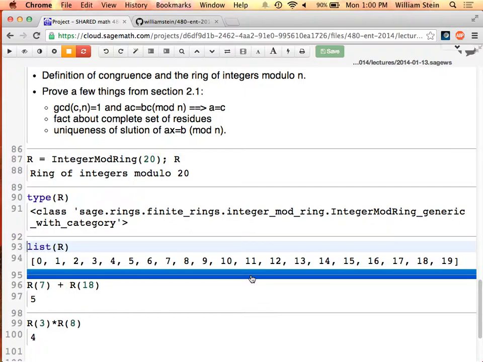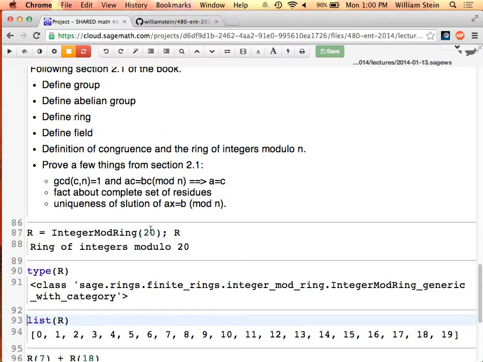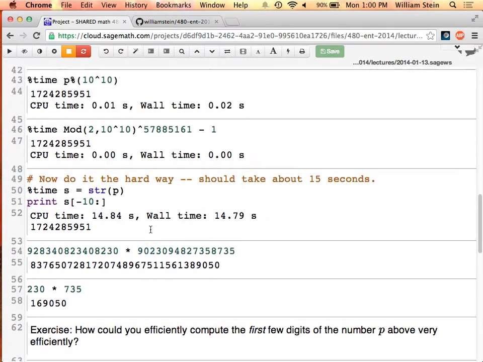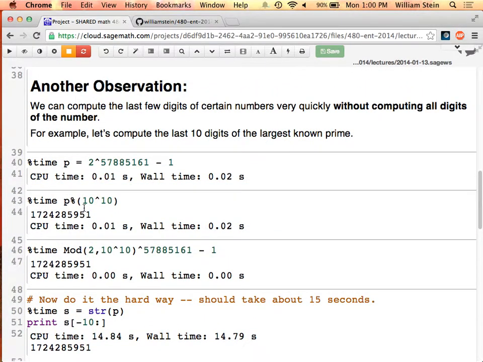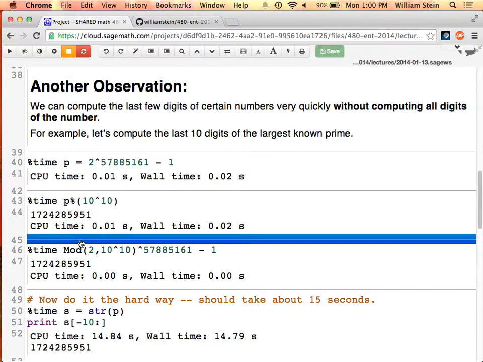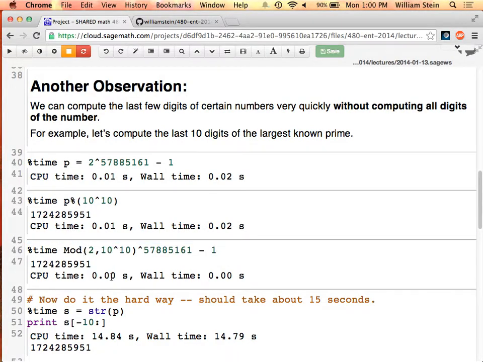Yes? I'm a little bit confused about the syntax of the mod function. The mod function? This right here? No, or up higher? Right here. Yes. Okay, so this notation means the remainder upon division by that. I mean the lower one, the mod right here. Oh, yeah. Okay, that's a good question.